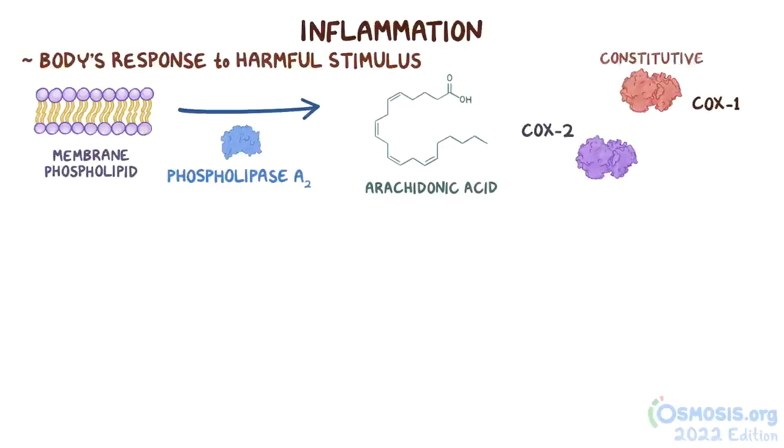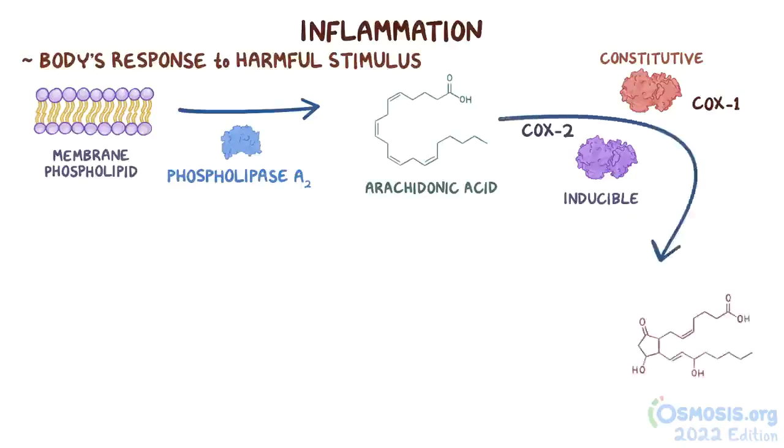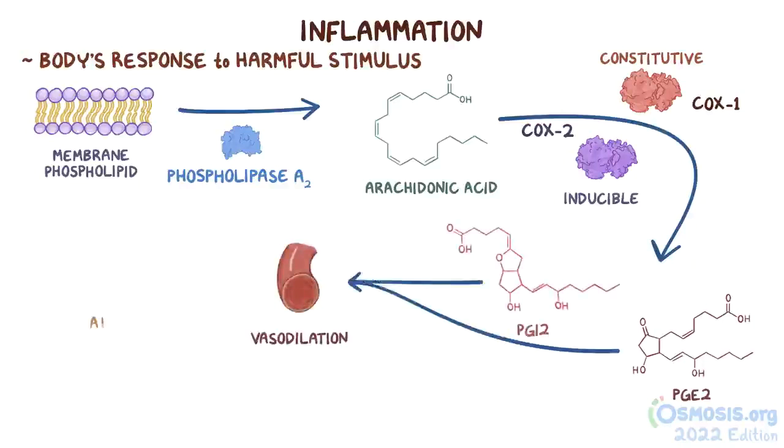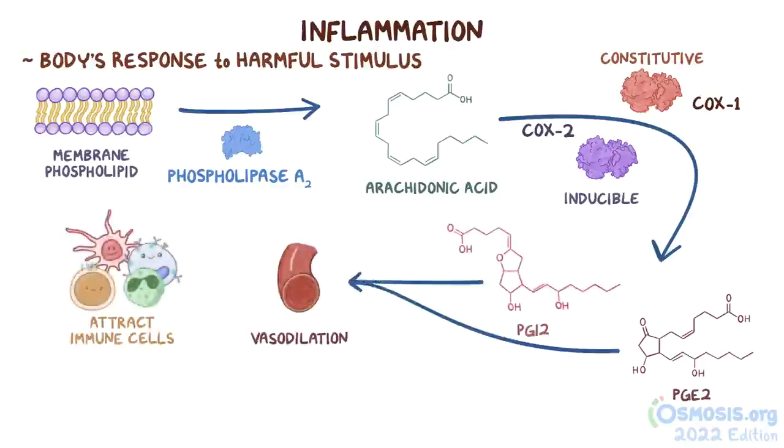COX-1 is a constitutive enzyme, meaning that it's always active, while on the other hand, COX-2 is an inducible enzyme, meaning that it must be turned on to function. This is usually triggered by immune cells and vascular endothelial cells during inflammation. Both enzymes produce prostaglandin E2, PGE2, and prostacyclin, PGI2, which cause vasodilation and attract different immune cells to the area.